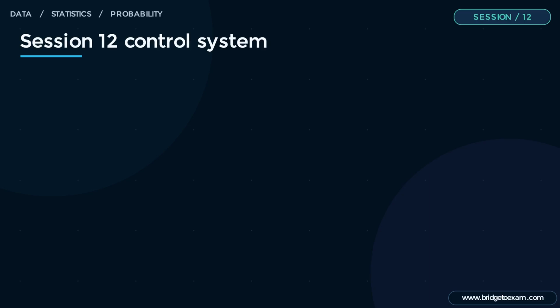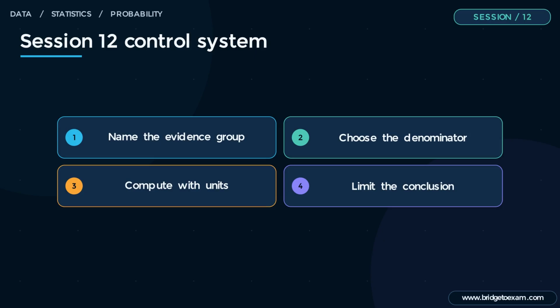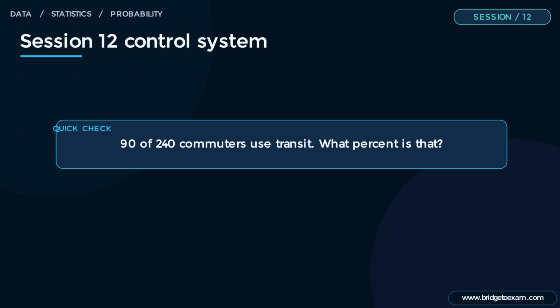Session 12 Recap. Data analysis is not complete until a correct number is interpreted for the correct group, unit, and evidence source. Compare rates when group sizes differ, prefer resistant summaries around outliers, audit graph baselines, and separate association from causation. Quick check. 90 of 240 commuters use transit.